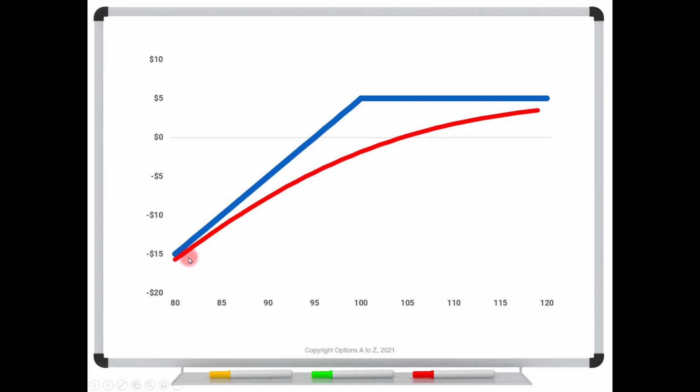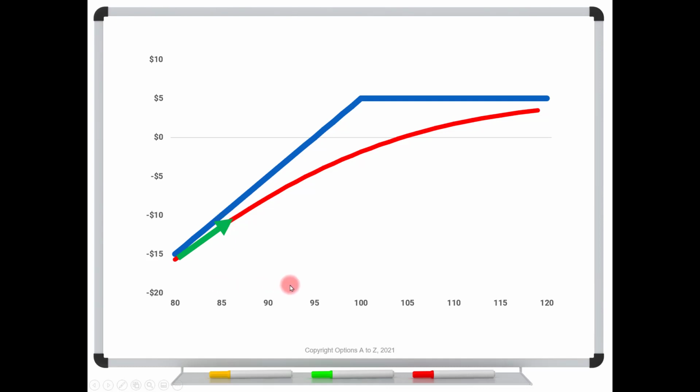So if we start from over here at the far left, let's say the stock is down at 80, do you see how this red line is sloping upwards a pretty good bit? Not quite as steep as it is here in blue. It's not quite 100 deltas, but it has positive deltas. It's pretty close to 100 shares of stock.